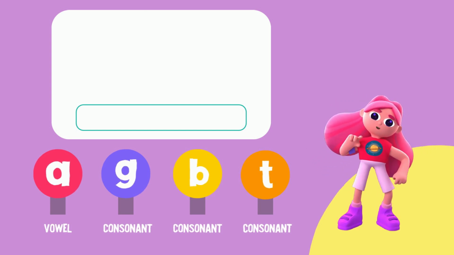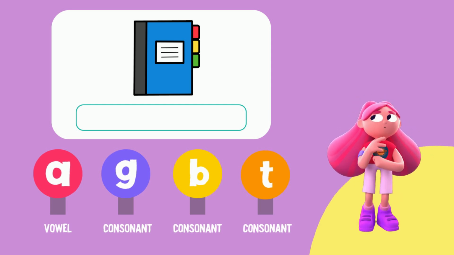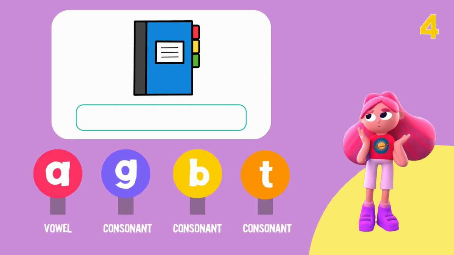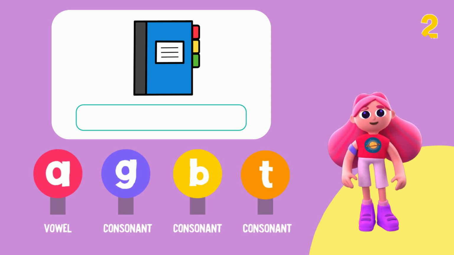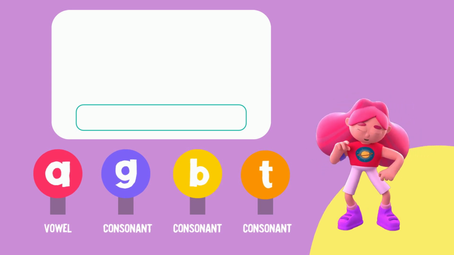Up next, how do you spell the word tab? Tab. Tab is spelled T-A-B. It's time to build the last word.